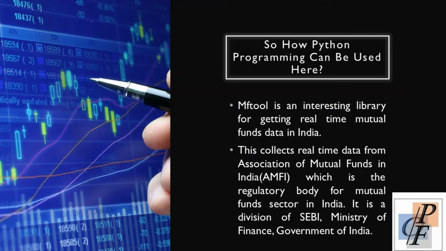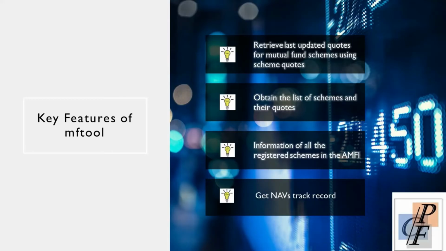I came across a very interesting library called MF Tool, which helps us in getting real-time mutual funds data in India. This library collects real-time data from the Association of Mutual Funds in India, AMFI, which is the regulatory body for the mutual fund sector in India. It is a division of SEBI, Ministry of Finance, Government of India. So what are the key features of this library? It retrieves the last updated NAV for a mutual fund scheme using the scheme code. It obtains the list of schemes and their codes. It gives all the information of registered schemes in the AMFI, and it gets the NAV's track record or historical data.